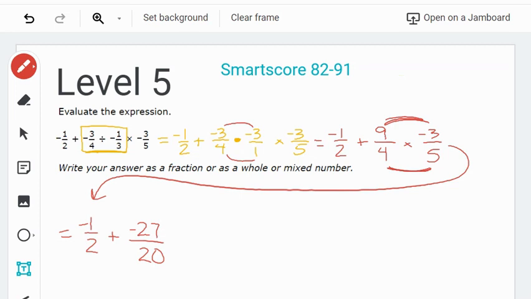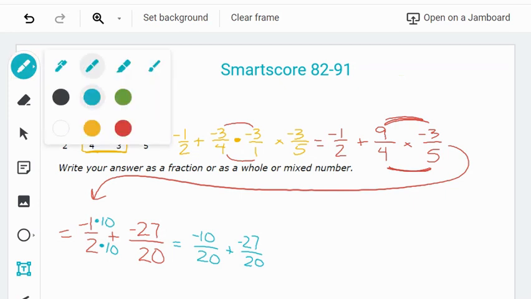All right, well, we got to have common denominators when we're adding and subtracting fractions. So we've done this a few times already in this lesson. Trying to get that 2 to become a 20, I'm going to multiply by 10. I can leave the other side because it's already got a 20 in the denominator. So that'll become negative 10/20, and add that to negative 27/20.